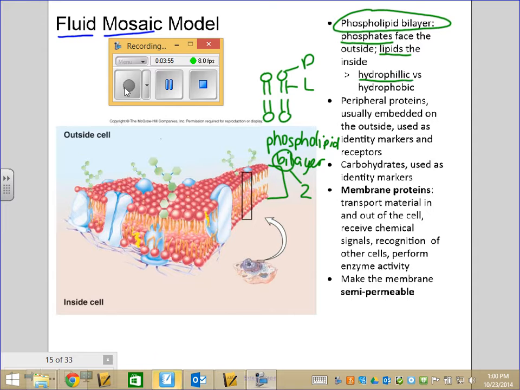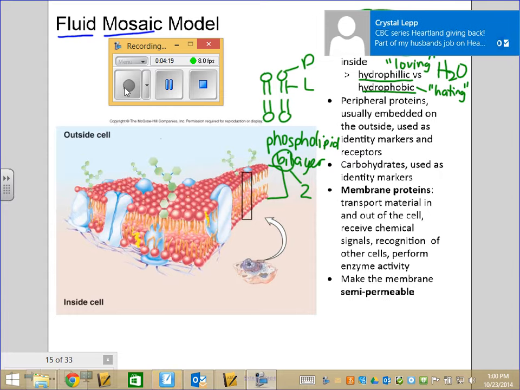So hydrophilic and hydrophobic have to do with water. And it's the second part of the word that tells us really what's going on. Something that is hydrophilic is water-loving. Something that is hydrophobic is water-hating.